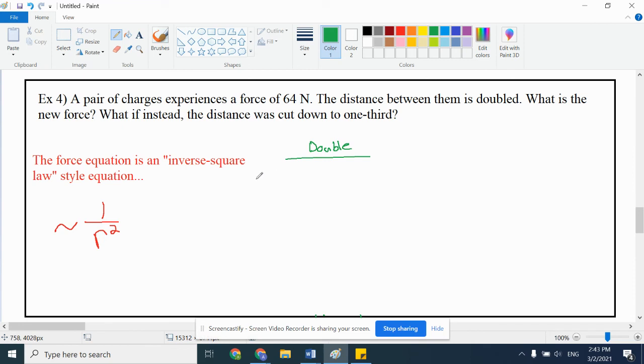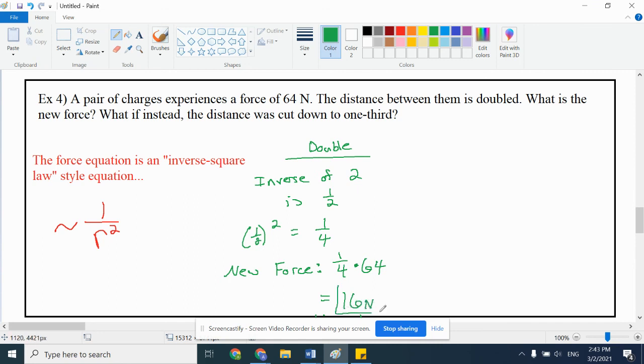If you double the distance, the inverse of 2 is 1/2. So we'll take 1/2 and we'll square it and we'll get 1/4. That means the new force you experience is 1/4 times the original force of 64. We get 16 newtons.